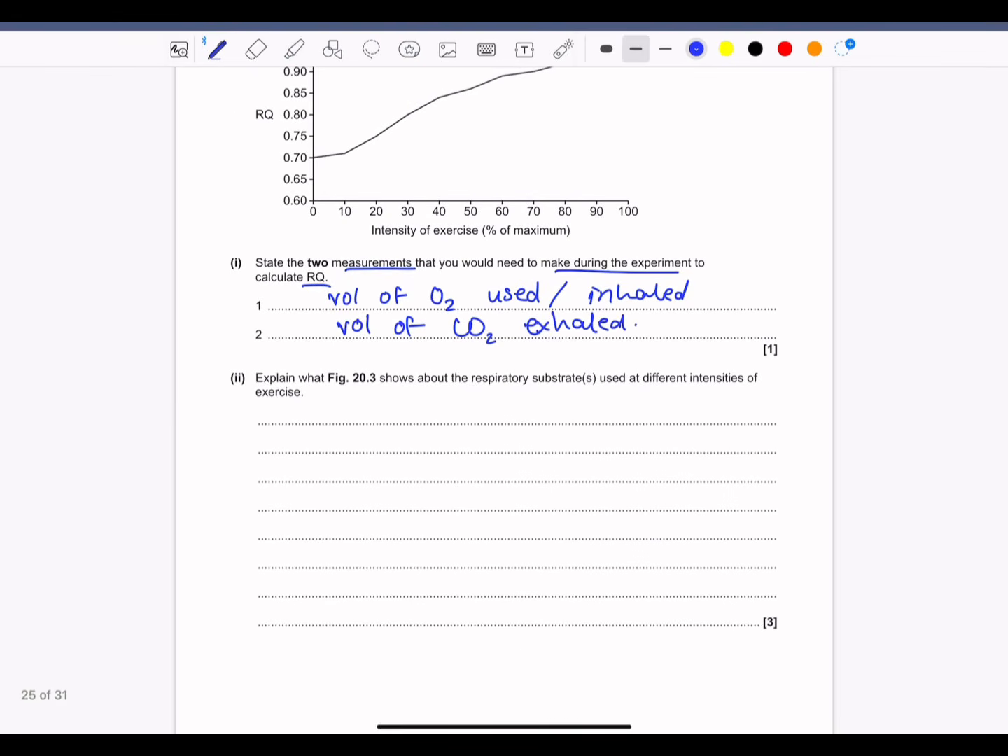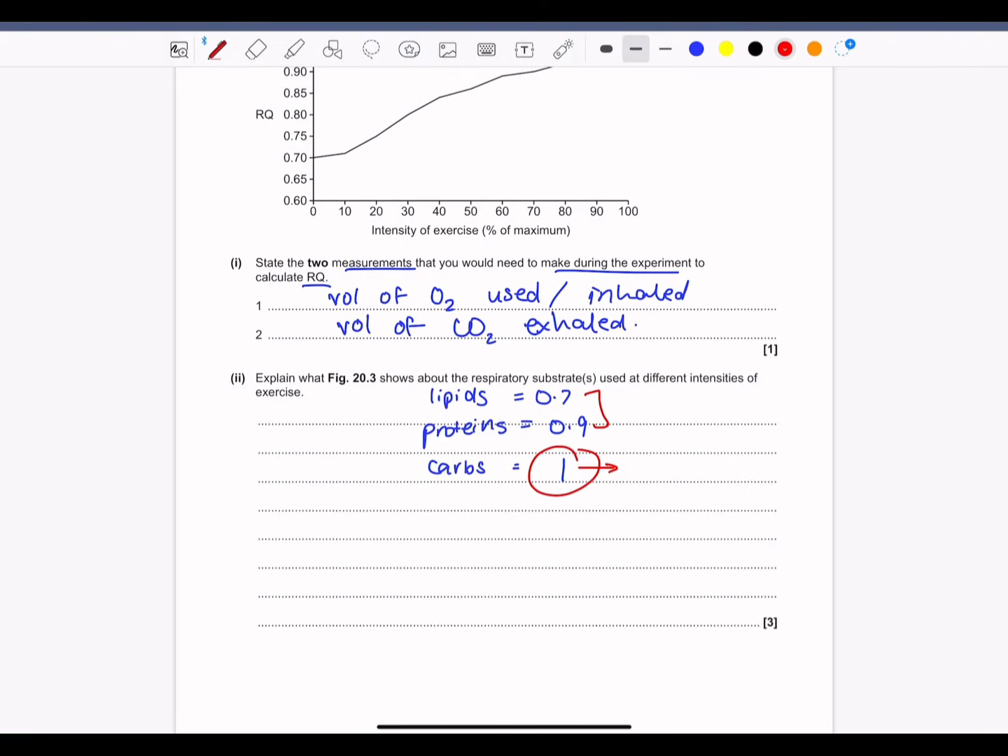Next question is to explain what figure 20.3 shows about the respiratory substrates used at different intensities of exercise. Now, this question is related to respiration, where you have to memorize the RQ values associated with certain food types, such as lipids, which is about 0.7. Again, you just have to memorize these. Proteins are about 0.9, and carbs are about 1. And the reason why carbs have a respiratory quotient of 1 is because if you think back to the aerobic respiration equation, the balanced equation, it's 6 oxygens that are used and 6 carbon dioxides that are made. So the ratio of oxygen and carbon dioxide are equal, therefore 1 is the respiratory quotient.